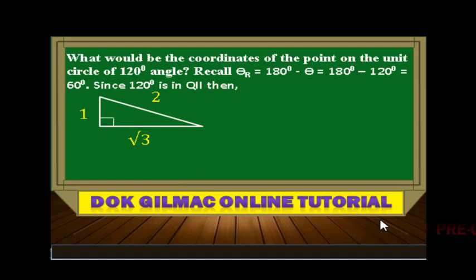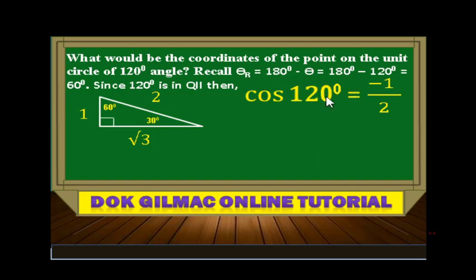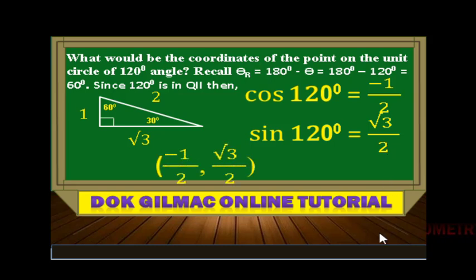What would be the coordinates of the point on the unit circle of 120 degrees angle? Recall, the reference angle is simply 180 degrees minus 120 degrees. Since 120 degrees is in the second quadrant, so therefore the reference angle is 60 degrees. So we have cosine of 120 degrees is equal to negative 1 half and sine of 120 degrees is equal to square root of 3 over 2. So the coordinates are negative 1 half and square root of 3 over 2 since it is in the second quadrant.